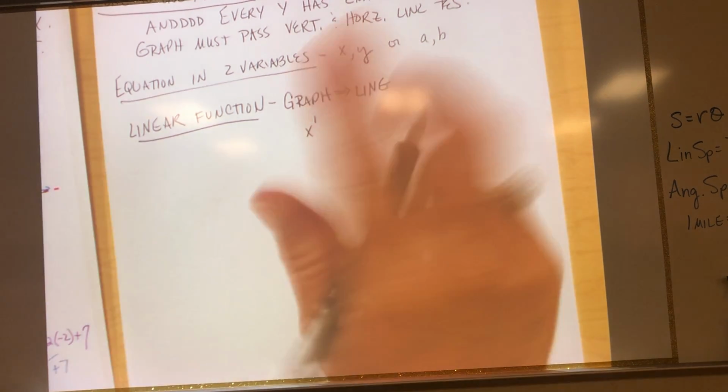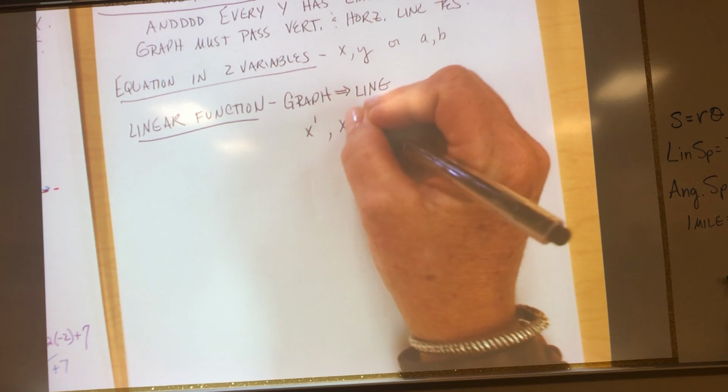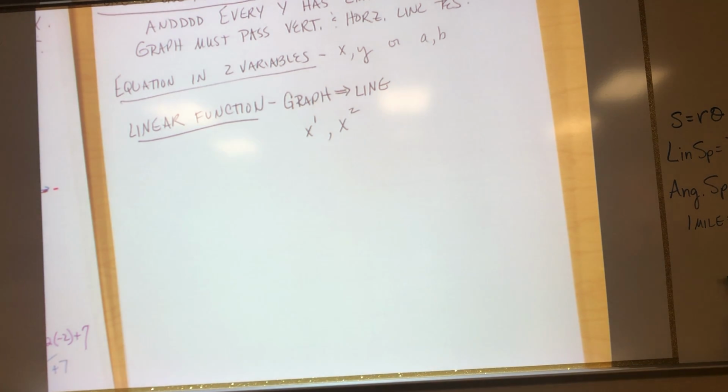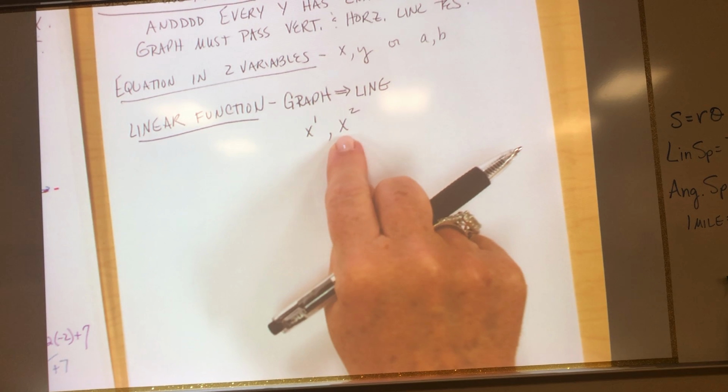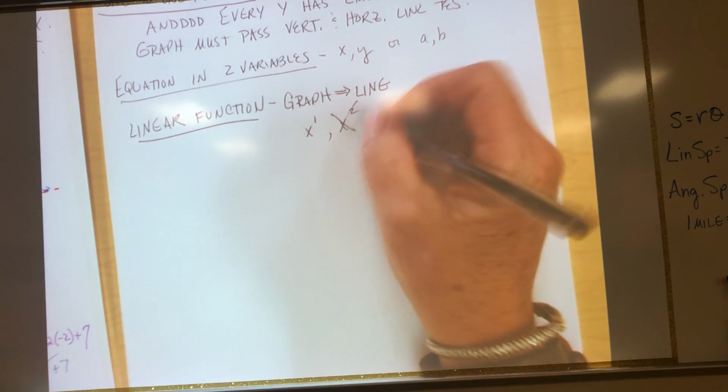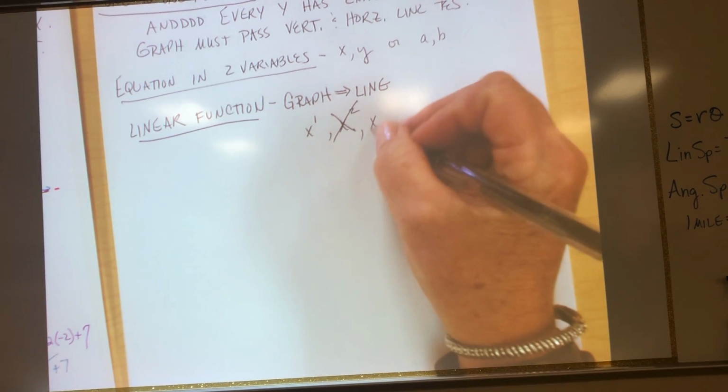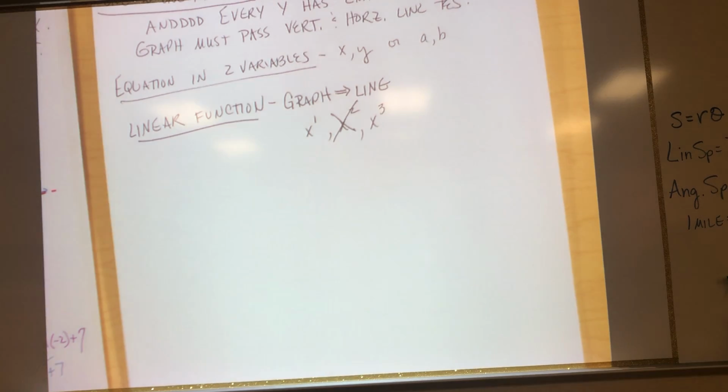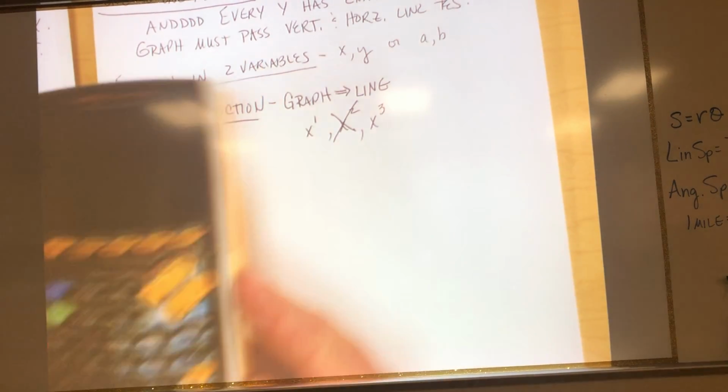That's a linear function. What about an x squared? No, would not be. On the memory test, what did it say this looked like? A quadratic. This is a parabola. Is that a line? No, that's not gonna work. What about an x to the third? You wanna see what it looks like? I'd love to.